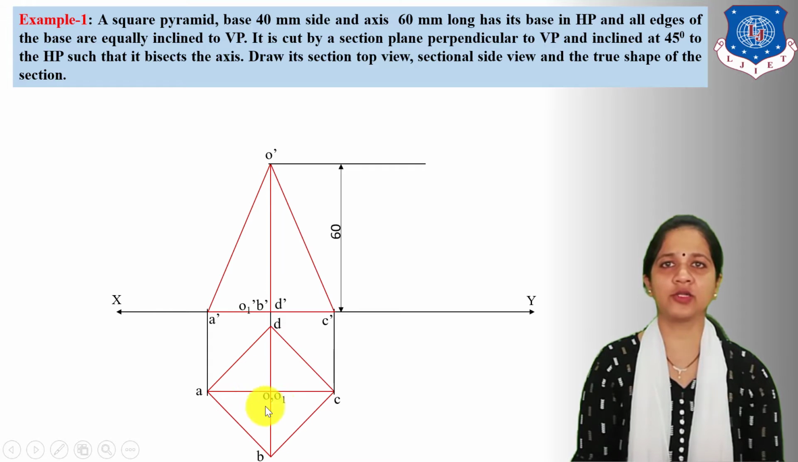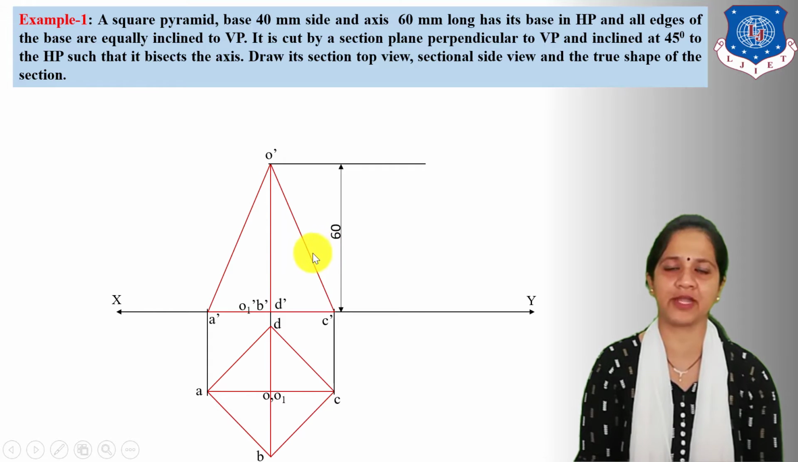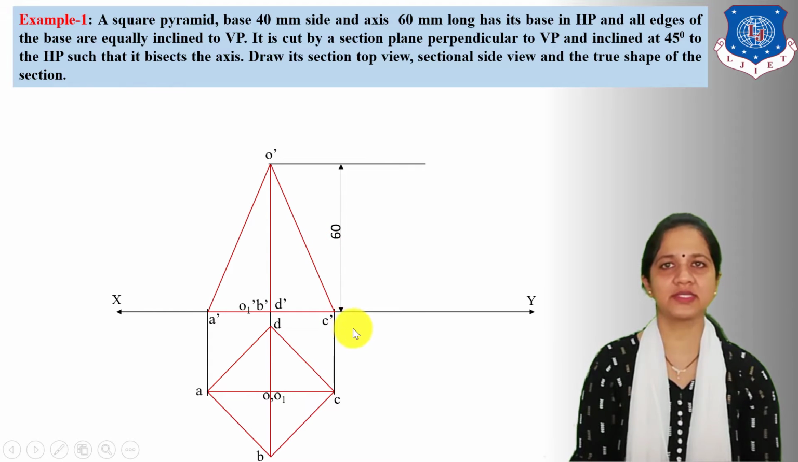Now, in orthographic projection, the position of the observer for the front view is below the top view. From the front direction, A, B and C points are nearer to the observer, so slanted edges OA, OB and OD are visible in the front view. Next, draw the side view.